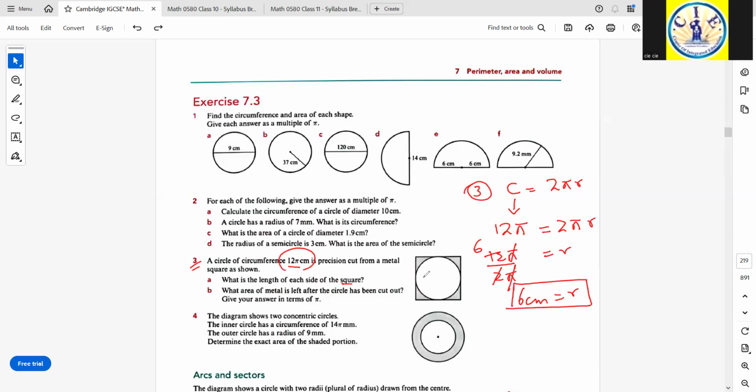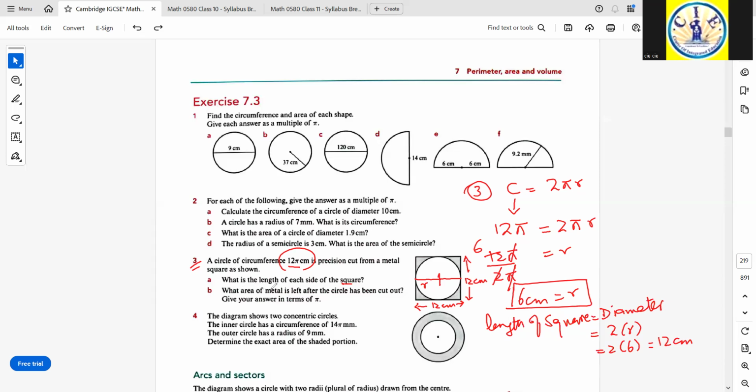If the radius is 6 centimeters, the complete length of the square is going to be equal to the diameter of the circle. So the length of the square in this case is equal to the diameter of the circle. That means 2 times the radius, which is 2 times 6, which is 12 centimeters. So this length will be 12 centimeters. This is the side of the square and its length is 12 centimeters.